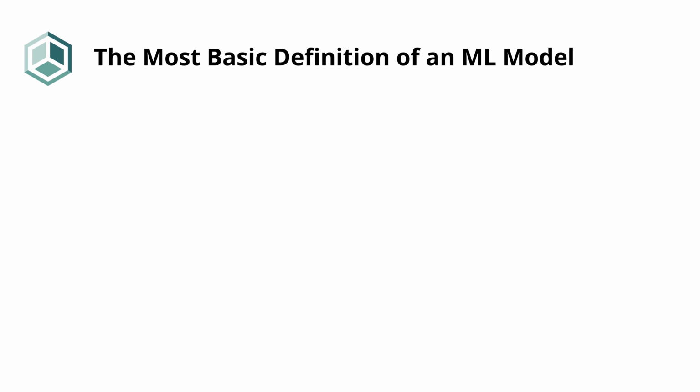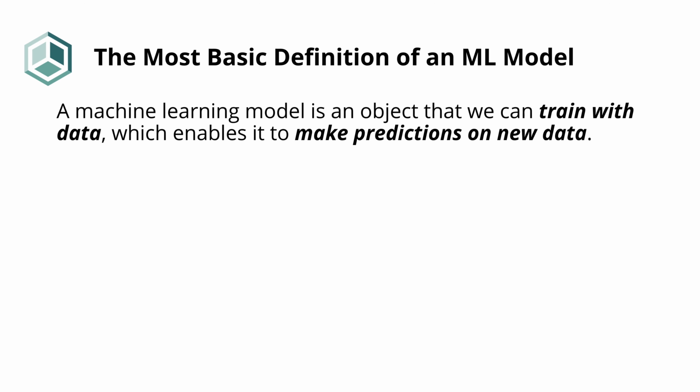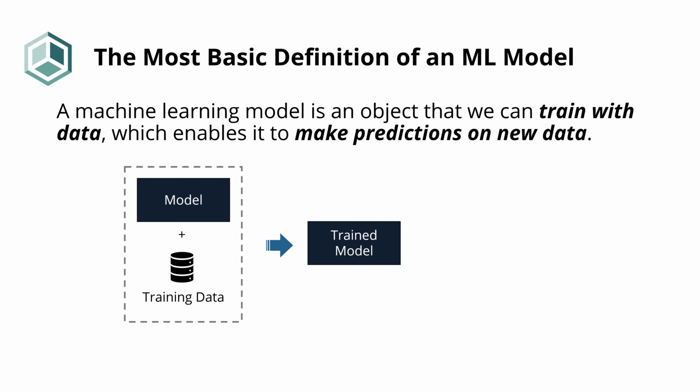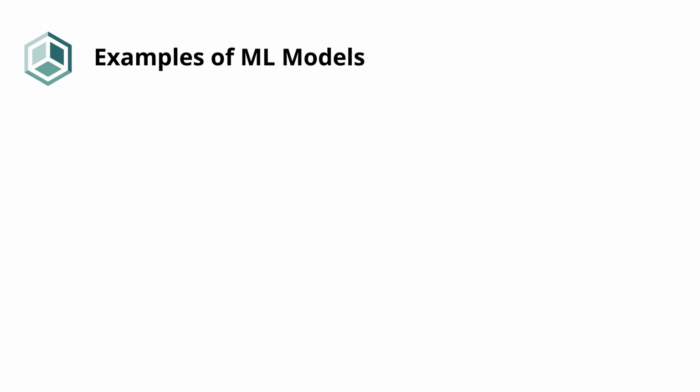Put simply, a model is something that can be trained with training data. This training process produces what we refer to as a trained model, which in the previous video we called the predictor. The trained model can take new data it has never seen before and produce predictions. Let's go over some examples of machine learning models.